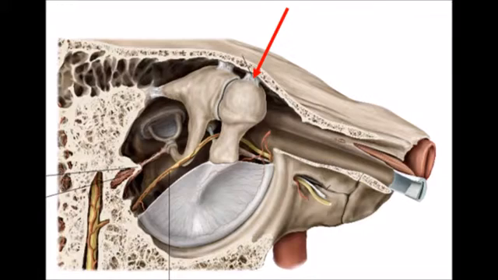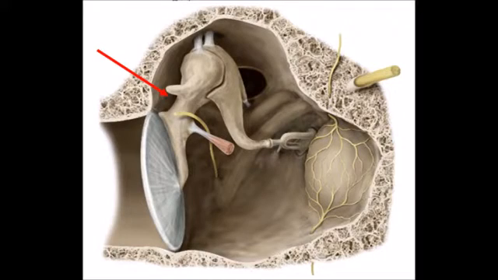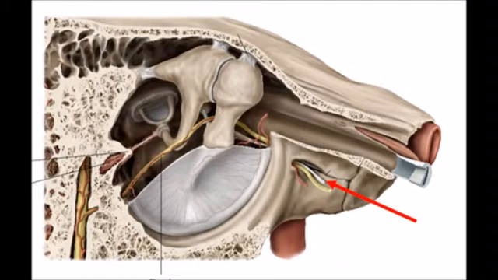The ligaments of the middle ear include the superior malleolar ligament attaching the head of the malleus to the tegmen tympani, the lateral malleolar ligament which attaches the neck of the malleus to the bony wall superior to the tegmen tympani. The anterior malleolar ligament extends from the anterior process of the malleus to the anterior wall.